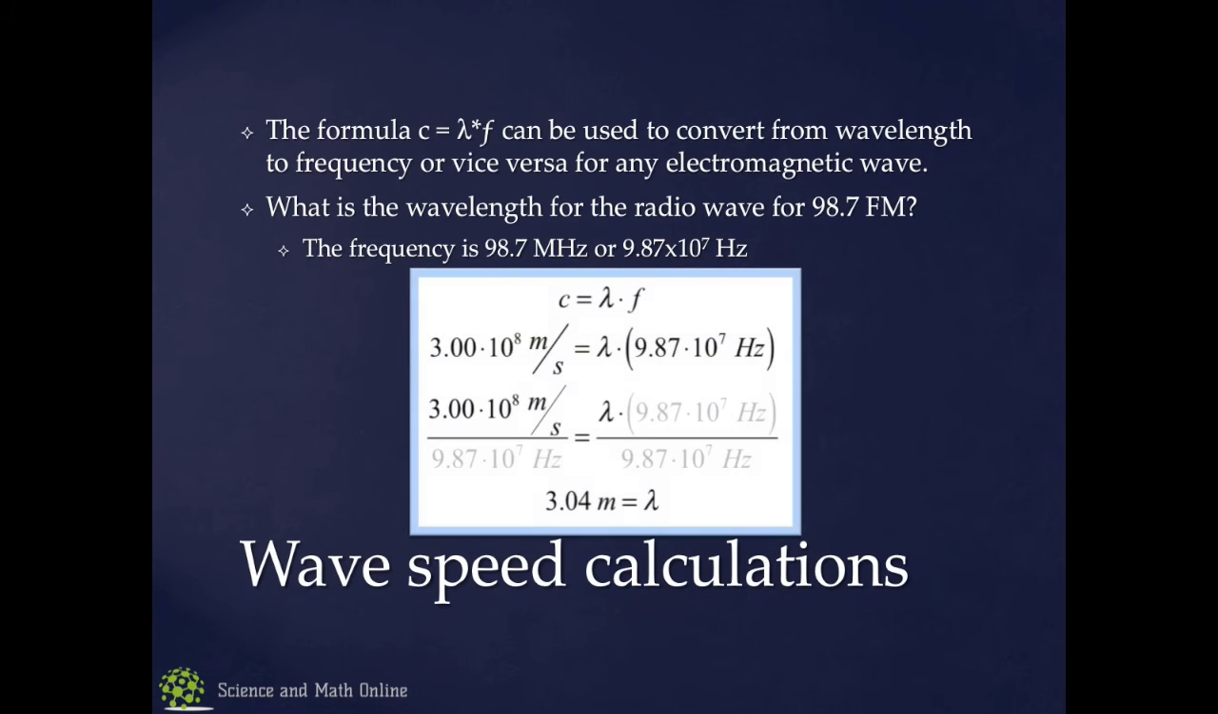Then we can simply plug that into the equation. I'm a big fan of always writing the equation first without any numbers put in, and then you plug in your numbers. So c is 3 times 10 to the 8th meters per second. Frequency is 9.87 times 10 to the 7th hertz. Divide both sides by 9.87 in order to solve for lambda. You get lambda is 3.04 meters. So it's a relatively simple calculation, and that is the basics of wave physics.